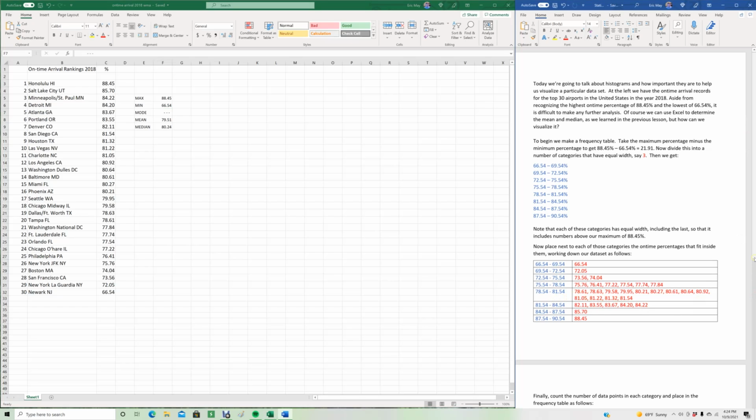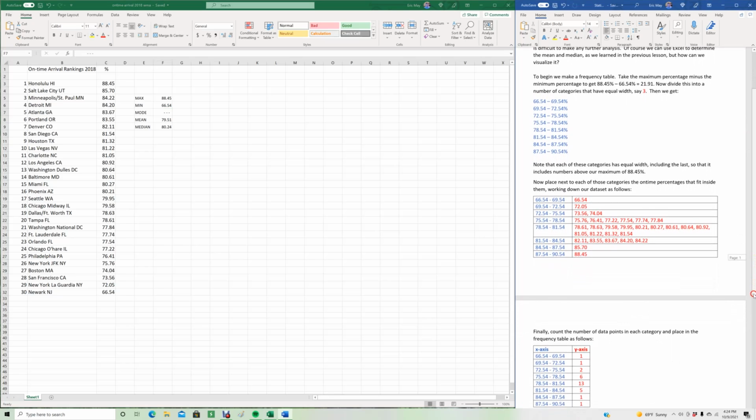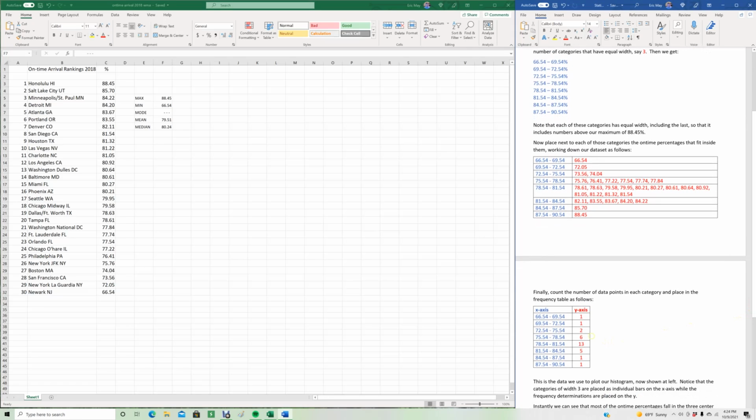Once we put in all these values, we actually count them to find out what the actual frequency is for each category. For example, for the first category, we only have one item that fits in it. That was the 66.54. And same for the second category, 72.05. So we write in 1 for each of those. Then for the next category, we have 2 frequencies that fit in there, so we add 2, and so forth, all the way down through the rest of the table. And again, we see that the majority comes in the category of 78.54 to 81.54%, and that's where we have 13 values.